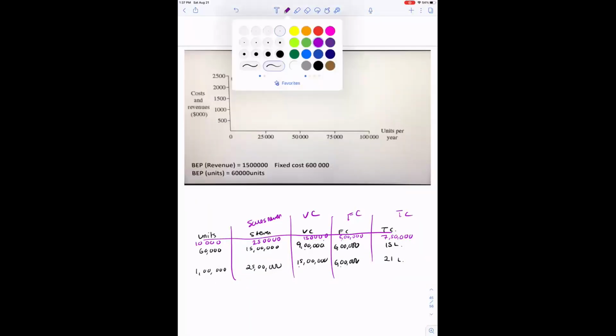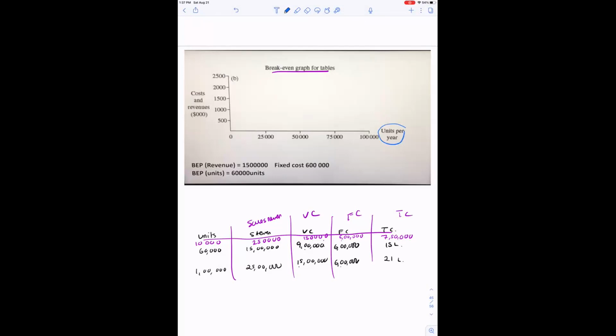Let's plot this properly. Your x-axis would always represent your output and the y-axis would represent the cost and revenue. We will take the output at 60,000 units, at 10,000 units, and at 1 lakh. Under any case, the fixed cost would remain 6 lakhs. So we will plot the fixed cost first over here. The fixed cost would remain 6 lakhs.